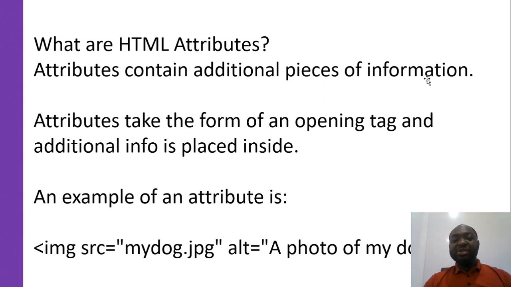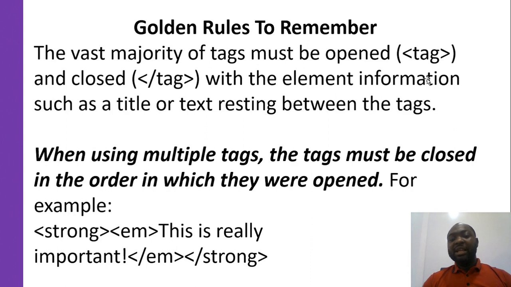Now, what is an HTML attribute? These are the additional pieces of information that we use in HTML. So they take the form of an opening tag, closing tag, putting the information there, and this is an attribute, or sometimes we call it the alternative information to your HTML tag.